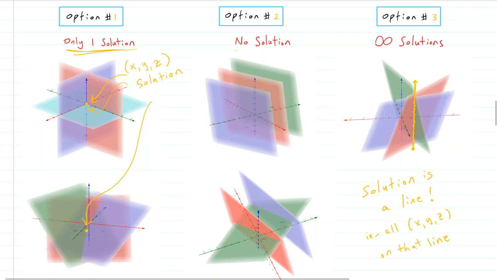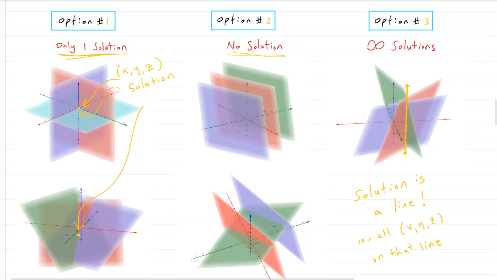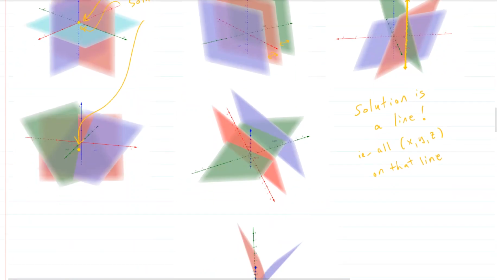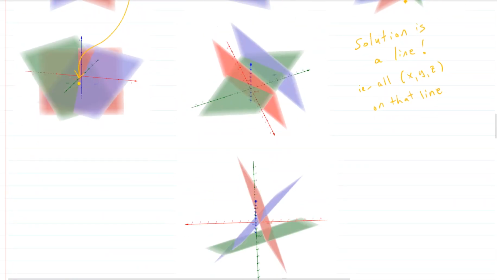You could have the no solutions option. You see in this first graphic that all of the three planes here, the purple, the red, and the green, are all parallel. They never touch. There's no point that can be on all three of them at the same time. And the same with these last two pictures.